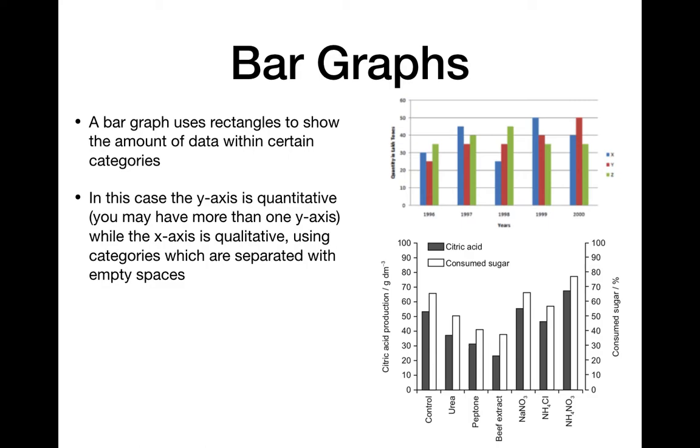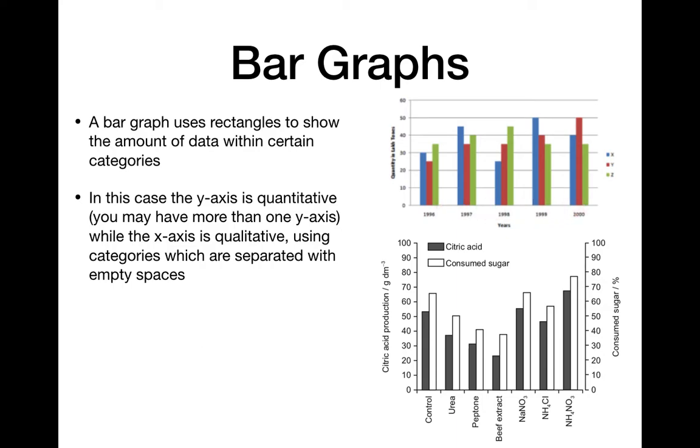So your y-axis is quantitative, and you can have more than one. So this can be a good way to put more than one graph together, by having two different y-axes and using color. This is from an old IB exam. The x-axis, though, is qualitative. It's some sort of qualitative value you can describe with a name.